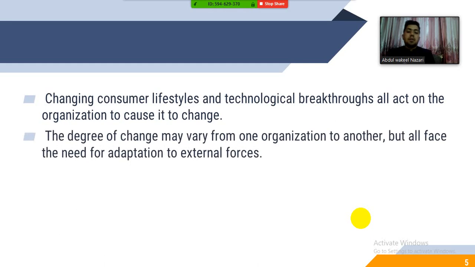The degree of change may vary from one organization to another, but all face the need for adaptation to external forces. One organization might need small changes, another might need huge change. The degrees are different, but all face the need for adaptation to external forces, whether the degree of variation is small or large.